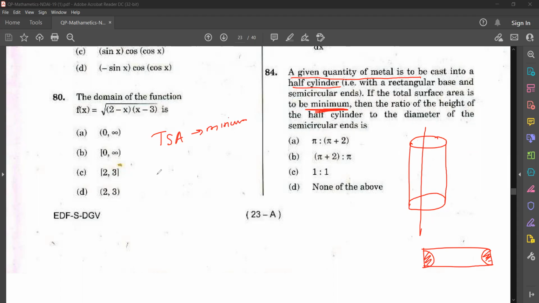You have to find the ratio of the height of the half cylinder to the diameter, 2r. This is what you have to find, height and 2r. Ratio of height to diameter means 2r, isn't it? So please do it yourself, and once you get the answer, comment it.